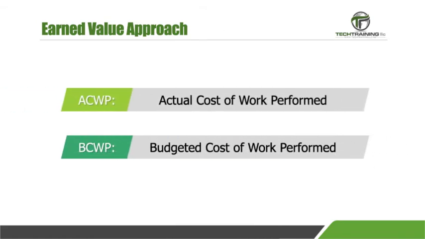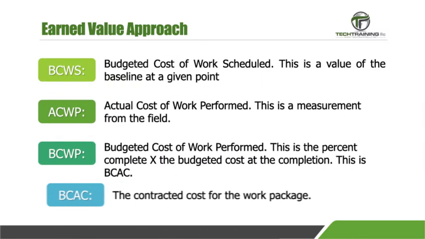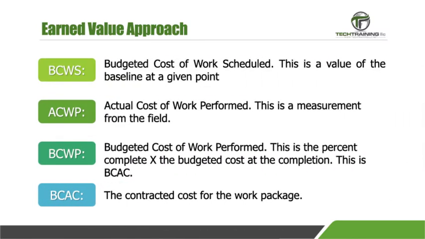Now, the field operations and reporting will provide information regarding the actual cost of work performed, or ACWP, and the earned value is the budgeted cost of work performed, or BCWP. The relative values for a given work package or task at a given point provide information about the status in terms of cost and schedule variance. The parameters which form the foundation of the earned value concept are as follows.